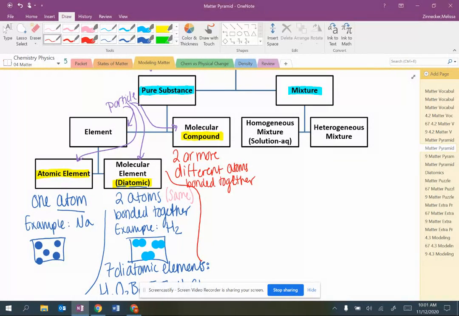So if we were to have an example of what a molecular compound is, that would be something like carbon dioxide, that gas that we all exhale. So if I were to draw a particle picture of what carbon dioxide looks like, I would have one circle that would represent carbon, and then I would have 2 that would represent oxygen.